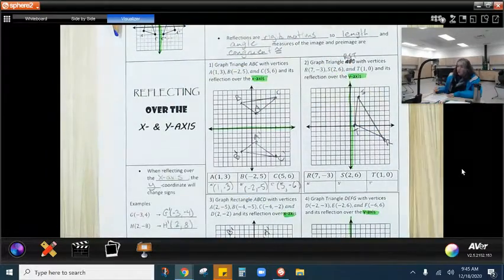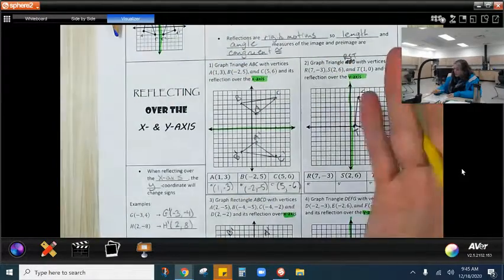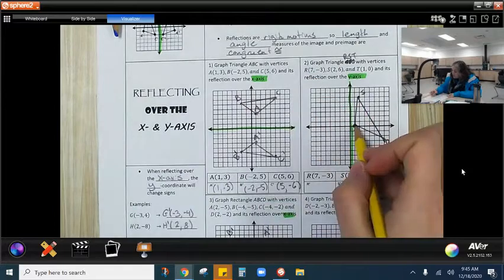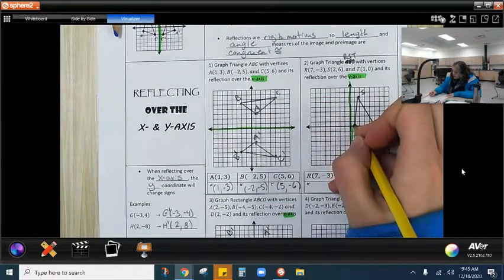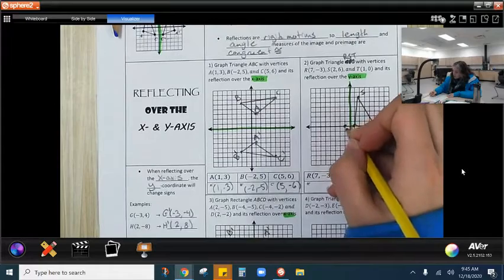All right, so there's my triangle RST. And I want to reflect it across my y-axis. Well, T we can see is 1 block away. So that means I go one more. So this will be T prime.